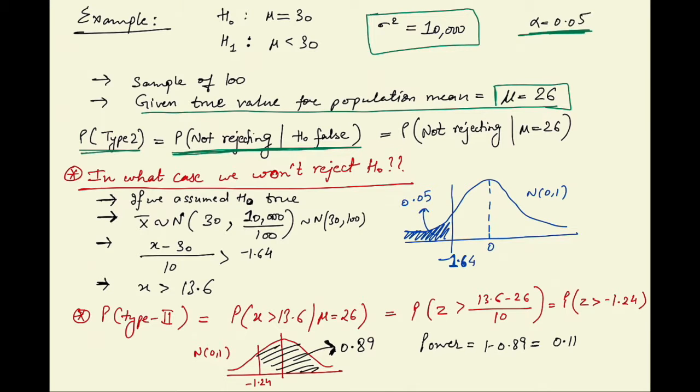because unless we know that if H0 is false, what is true, we can't calculate the probability of type 2 error. So basically now we have to calculate the probability of not rejecting the null hypothesis when we know that H0 is false and the actual population mean is 26.